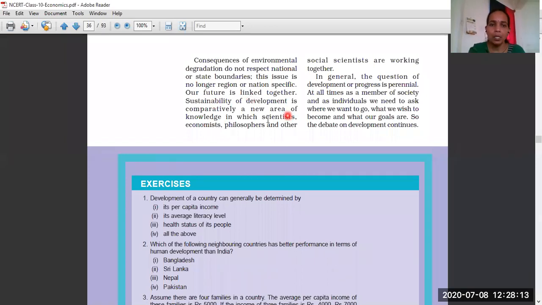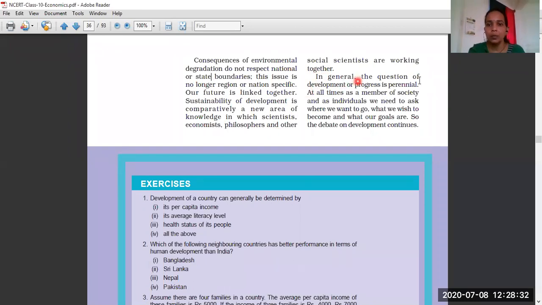Sustainability of development is a comparatively new area of knowledge in which scientists, economists, philosophers, and other social scientists are working together. All people are working here on sustainable development, how to make development sustainable. All are searching for the ways.